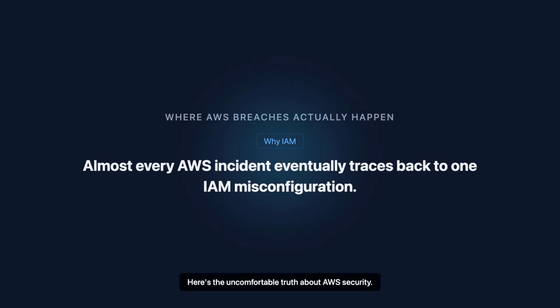Here's the uncomfortable truth about Amazon Web Services security. When you read the post-mortem on almost any cloud incident, the chain of events ends in the same place: a misconfigured identity, an over-permissive policy, a leaked access key. IAM is the foundation on which Amazon Web Services security stands or falls, which is exactly why understanding it deeply pays dividends across everything else in Amazon Web Services.